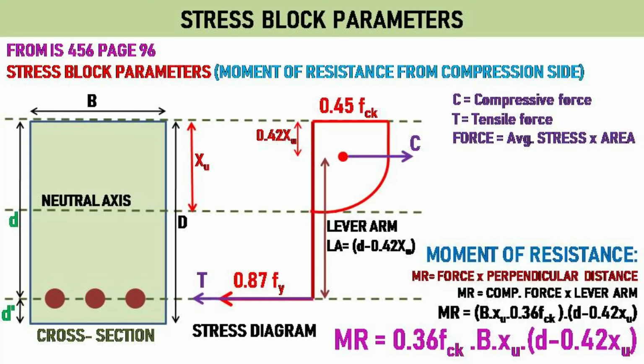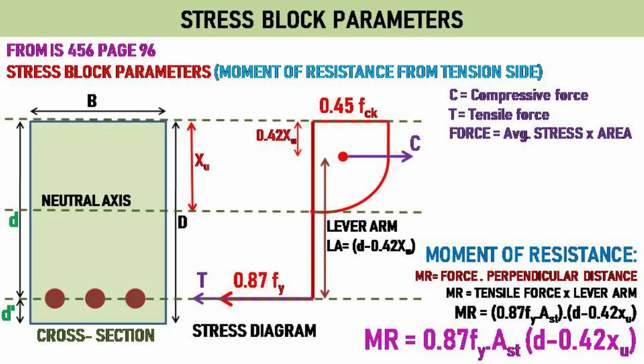Slide 26. Moment of resistance from compression side. Moment is defined as the product of force and its perpendicular distance. Here, perpendicular distance is taken as lever arm, which is equal to d minus 0.42 xu. So, moment of resistance here is equal to compressive force, C, times its lever arm, which is equal to 0.36 fck b xu times d minus 0.42 xu. This formula is used to find moment of resistance of a cross-section from compression side.